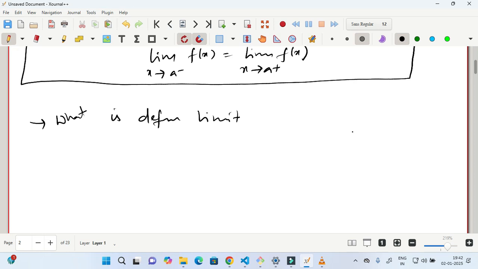The limit exists only if the left hand limit and right hand limit of that value are the same. So we have learned the definition of limit, and we have learned the condition for a limit to exist. That's it in this video.